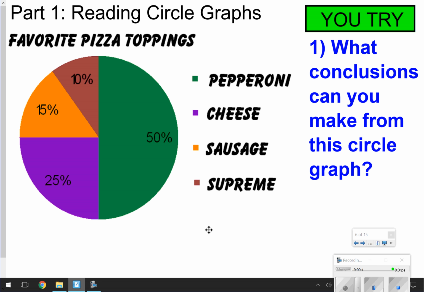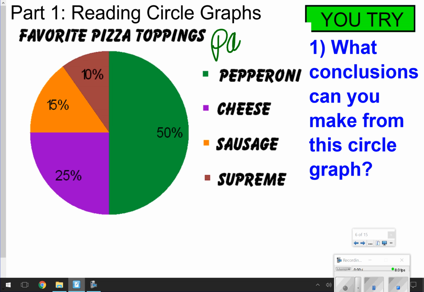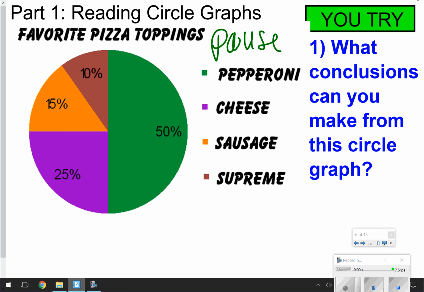This first one you're going to pause and try: what conclusions can you make from this circle graph? Once you're done, you can go ahead and click play and move on. A conclusion could be an observation or using the data to make a summary of what's happening on the circle graph. Again, make sure you pause, write down your conclusion, and then go on to the next slide.